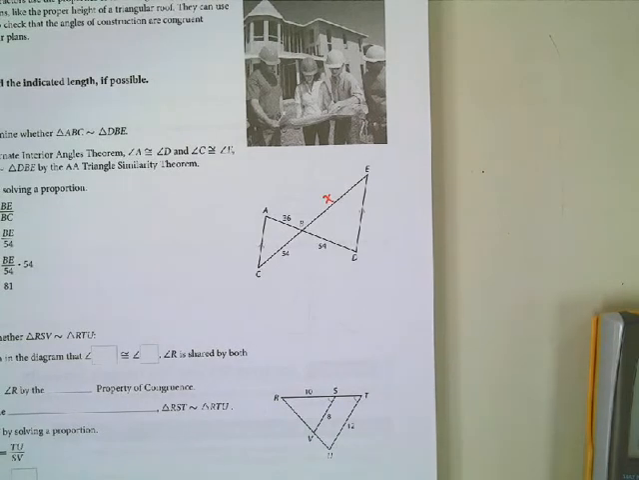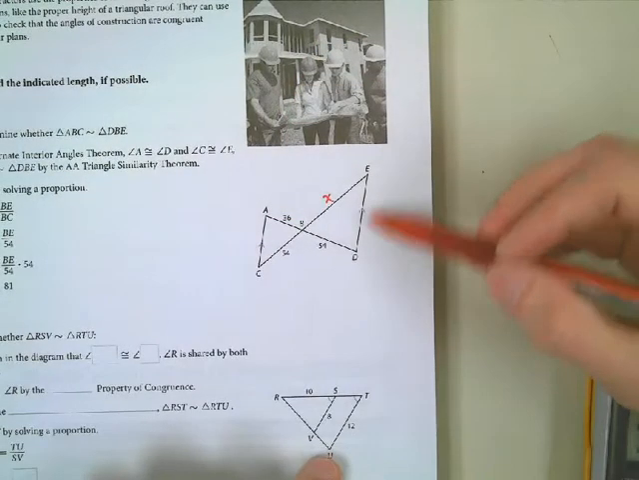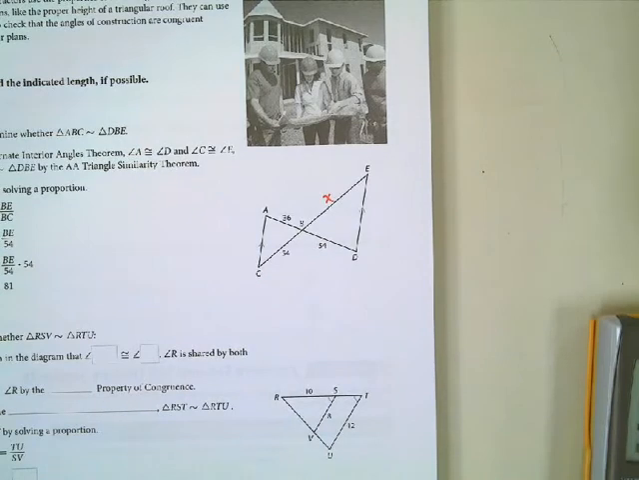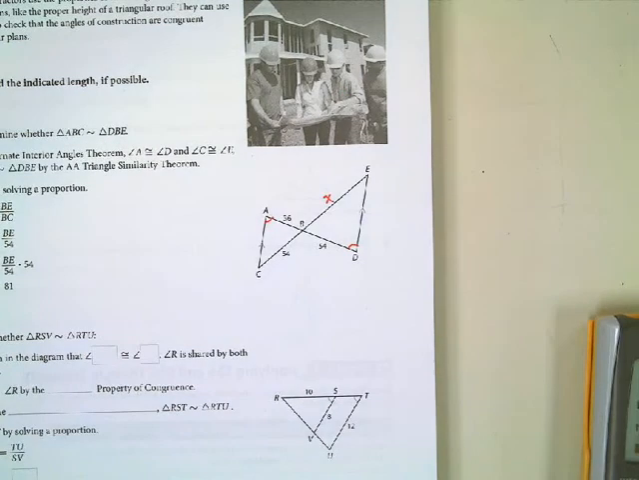Zara, did you? AC. So AC, that little marking means parallel, right, to ED. But name me two angles that are congruent. Kyle, can you? A and D? Okay, how do you know that A is going to be congruent to D? Oh, it just looks congruent.